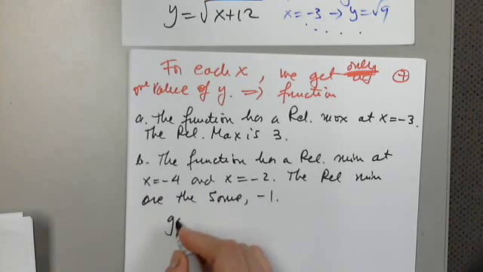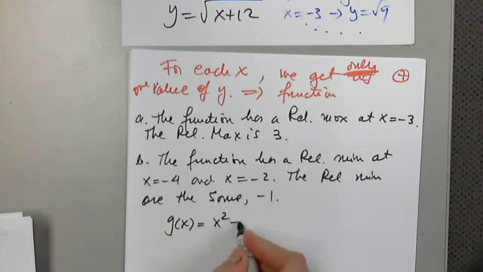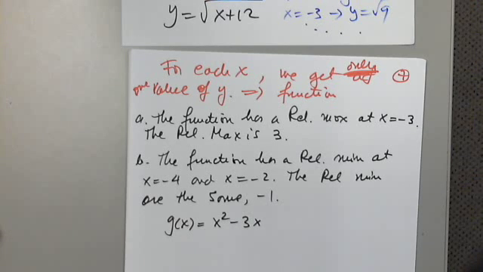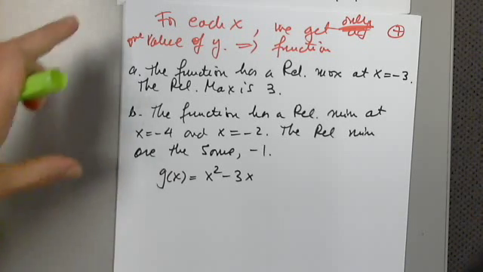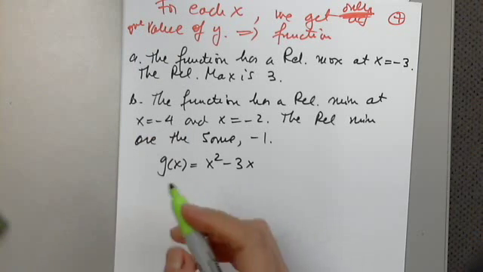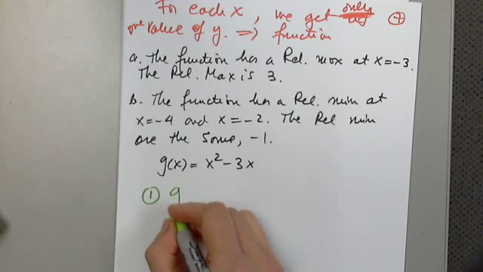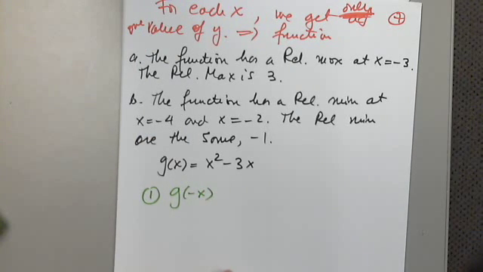We are given g of x, which is x squared minus 3x. The problem is asking us whether this is a symmetric function, odd, even, or not symmetric at all. So here's what I would do. Number one, I will find g of -x. In number two, I will find negative g of x. And in number three, I will decide.